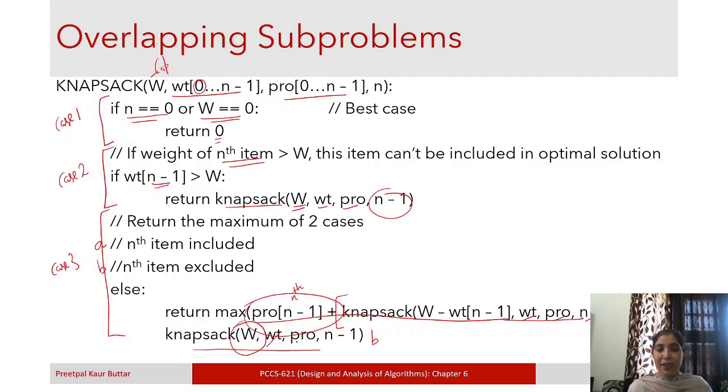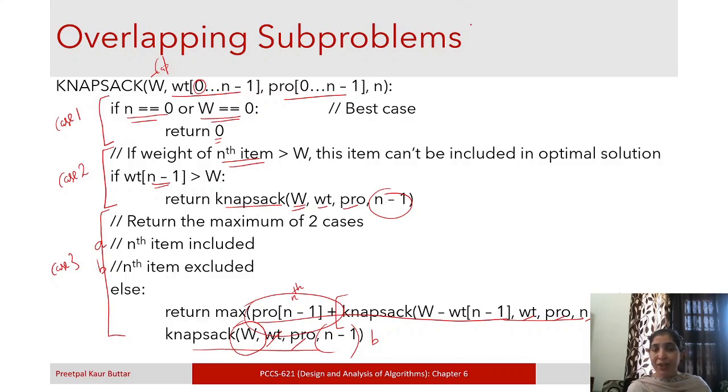You will pass the weight array, you will pass the profit array, and now you are excluding the nth item. So the items which are left to be considered are n minus 1. Okay, so you will do it recursively till you get all the subsets. Now let us look at it.